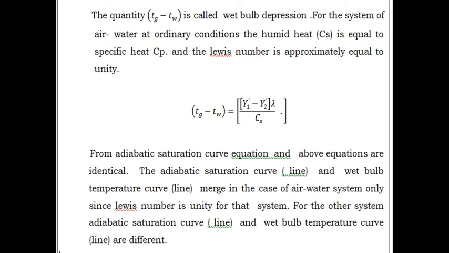So why is the Lewis number equal to 1? At ordinary conditions, for this system only, humid heat is equal to specific heat.